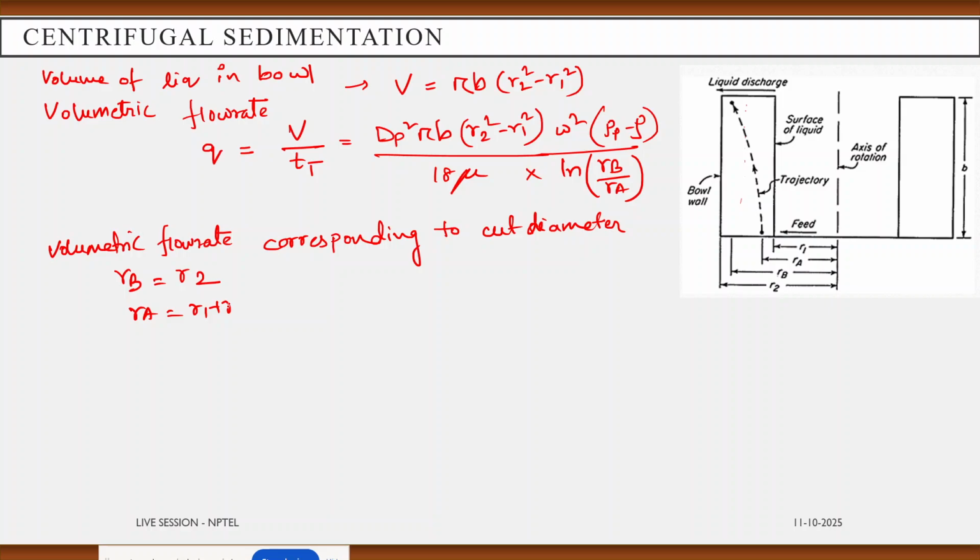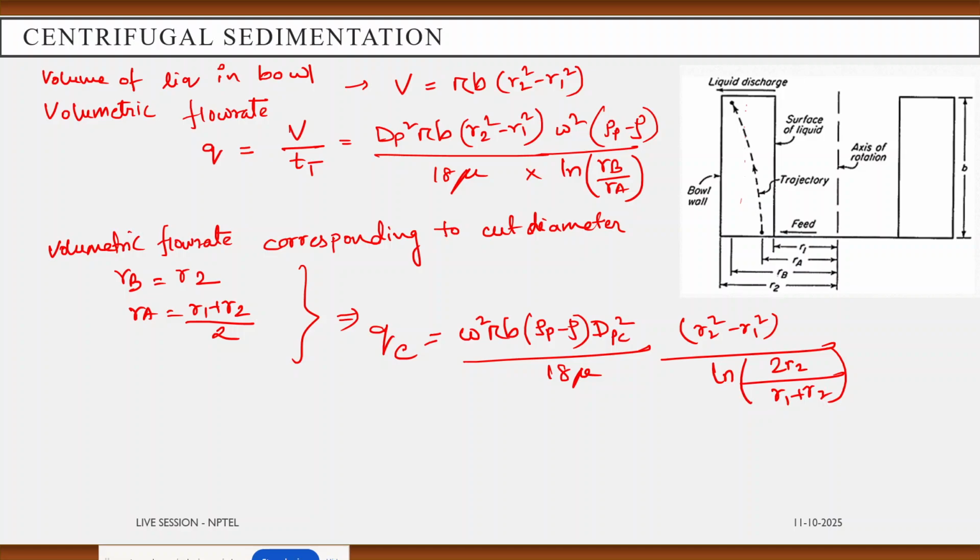So considering this, the cut point volumetric flow rate becomes omega square pi b (rho p minus rho) dpc square by 18 mu, R2 square minus R1 square by ln of 2R2 by (R1 plus R2).